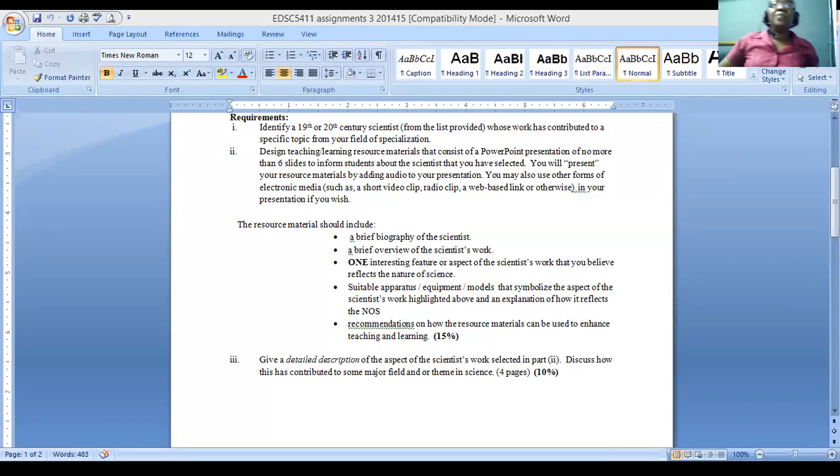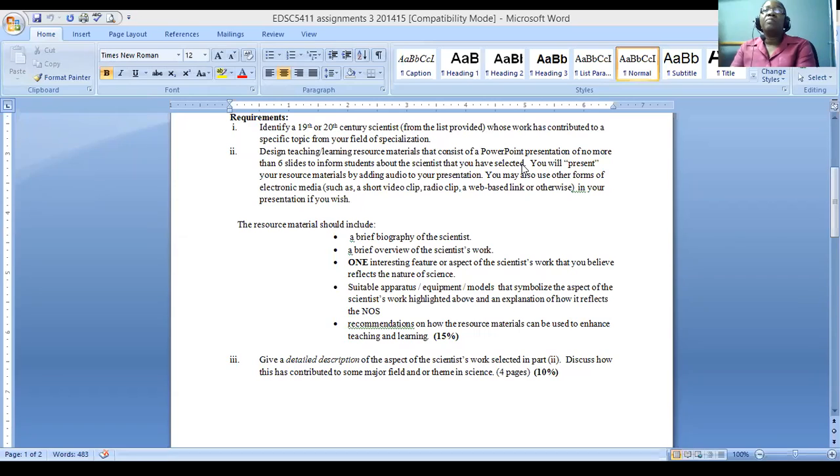All right, so here we were at the one about suitable apparatus. I was going to give you an example. Let us say, for example, that we were doing the work of Marie Curie. Perhaps I would choose for Marie Curie the radioactive symbol, right? So what I might have done is to have a printout of a radioactive symbol and probably put it on a cardboard or a chart or something. For you, of course, it's all soft, so you're giving me a picture.